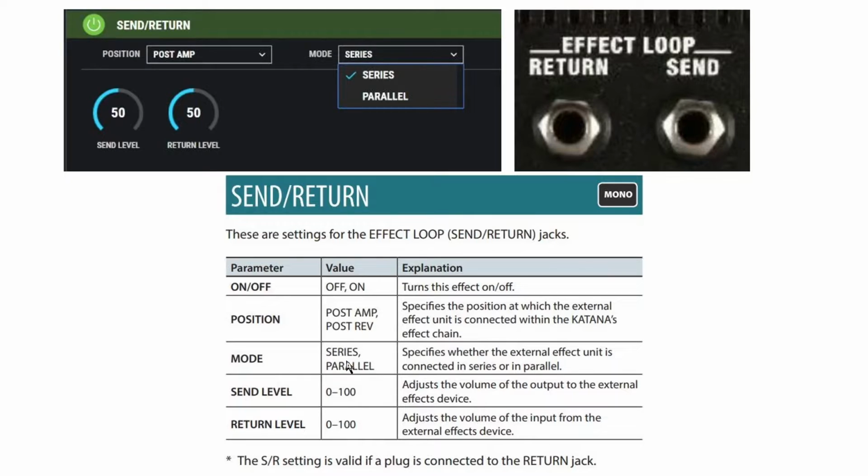In mode, you got series and parallel. It specifies whether the external effect unit is connected in series or in parallel. The send level adjusts the volume of the output to the external device, and the return adjusts the volume of the input from the external device.